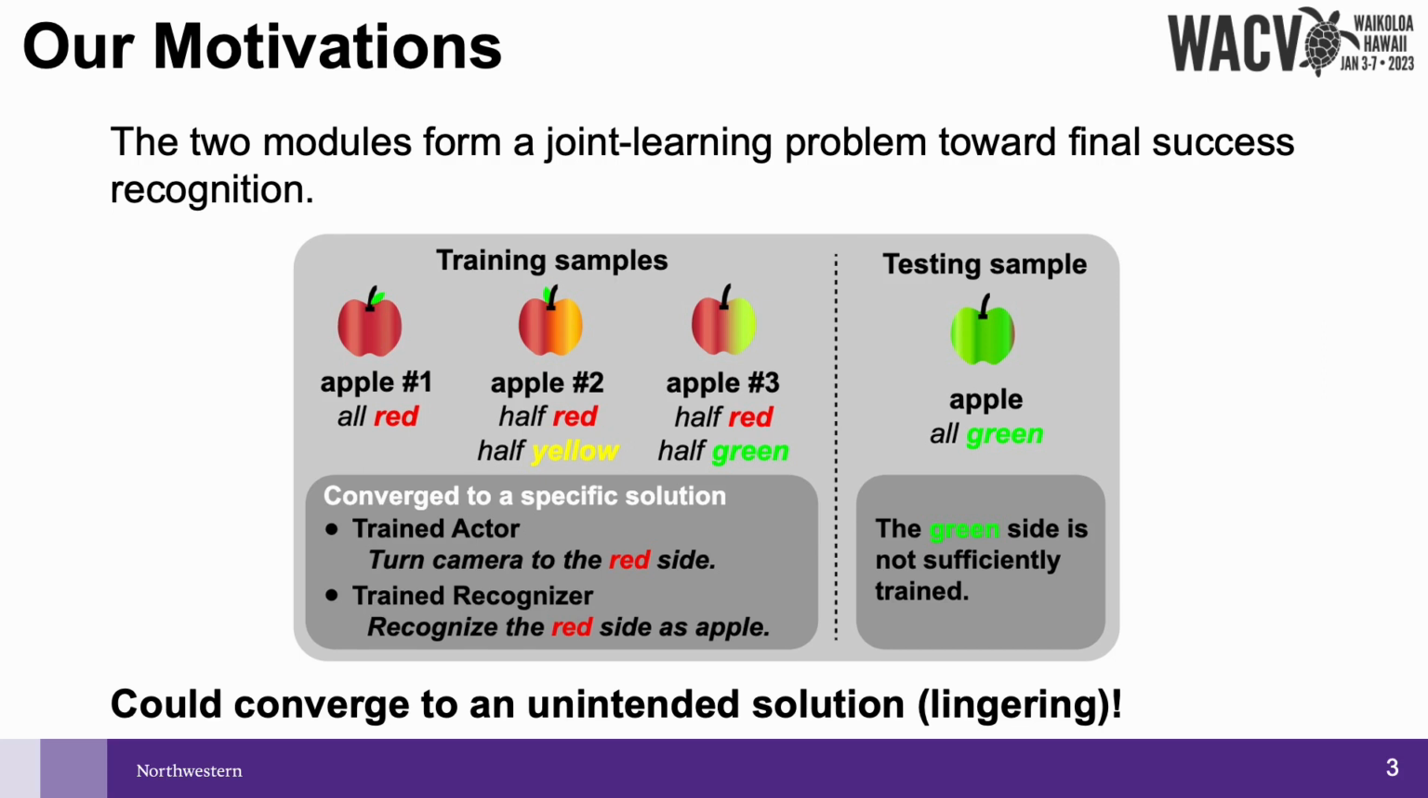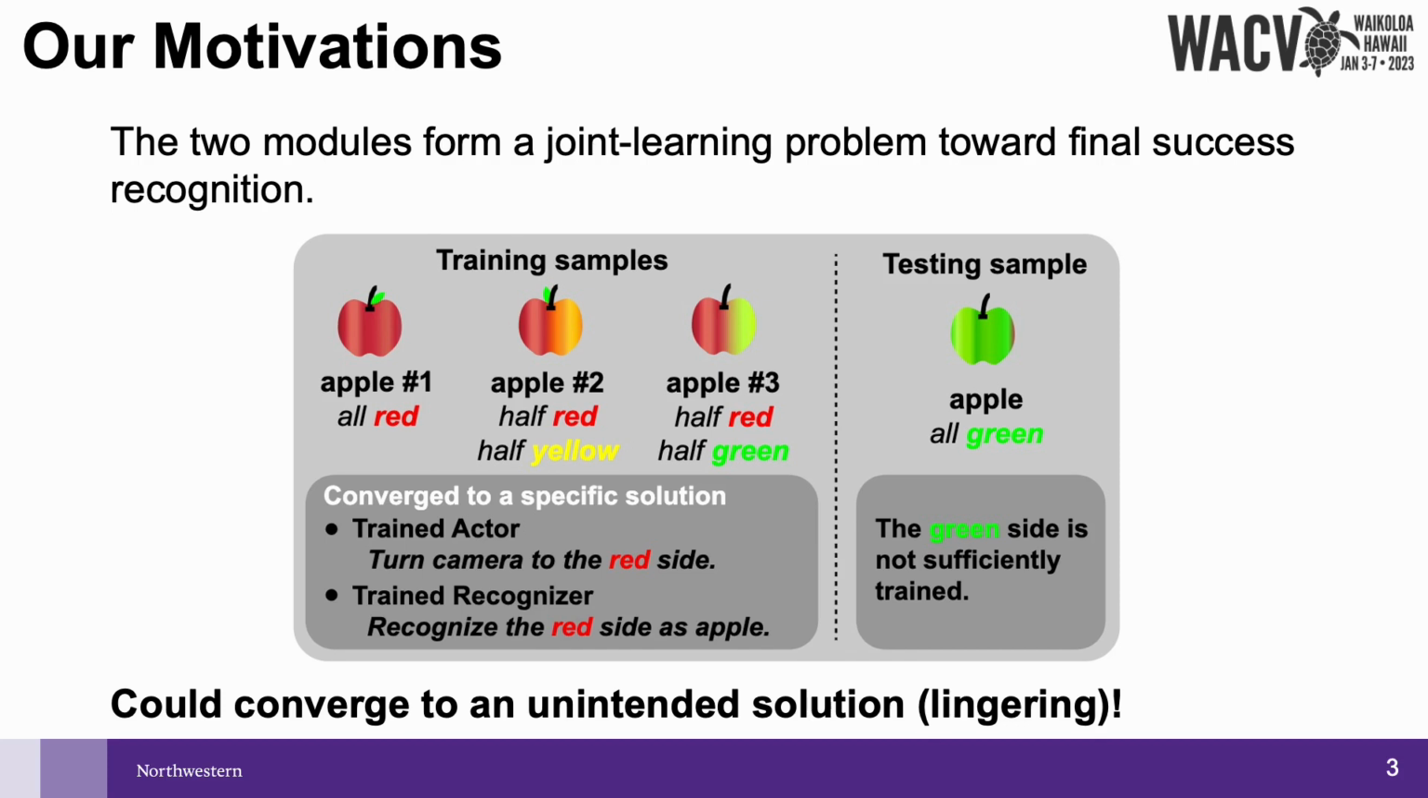The agent could converge to a specific solution. Like the recognizer can only recognize the red side as apple, and the policy only learns how to turn the camera towards the red side. The specific policy could achieve the maximum accuracy on the training set, as the agent always finds the red side and correctly recognizes it as apple.